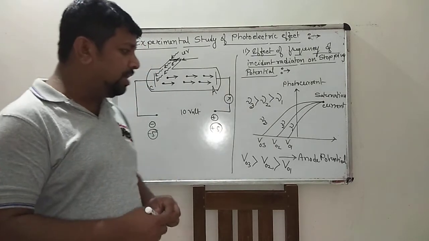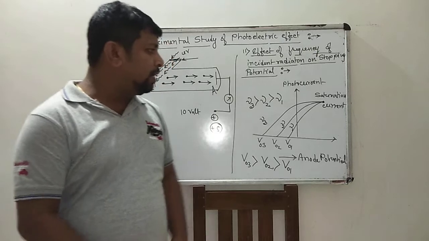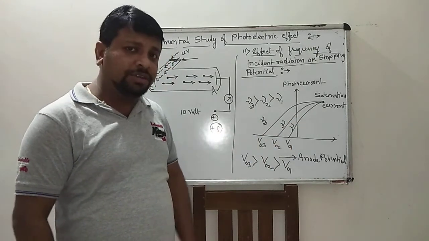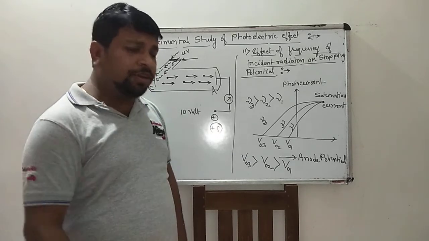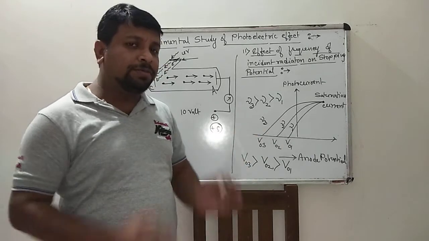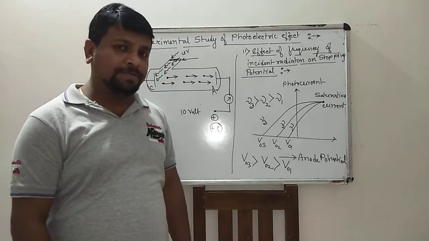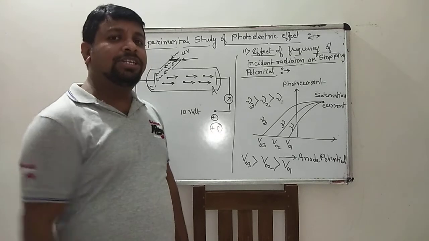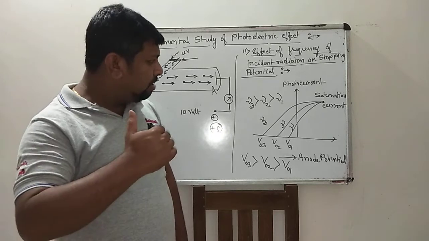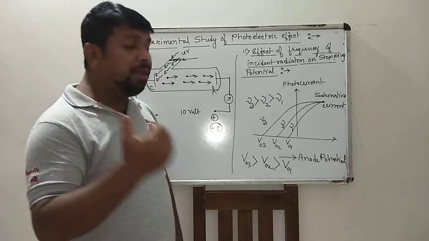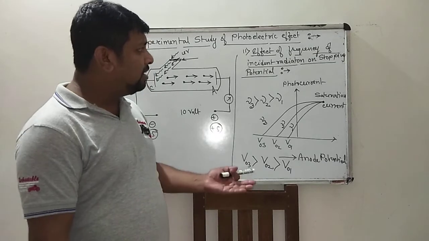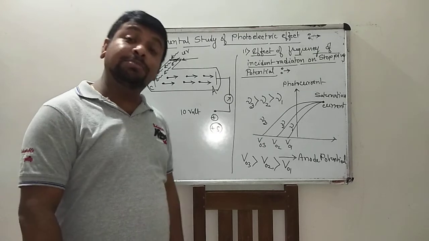So from this graph we get: the saturation current is independent of the frequency of incident radiation. Next point: the stopping potential is changed due to change in the frequency of the incident radiation. Next we see how the stopping potential is changed by changing the frequency.